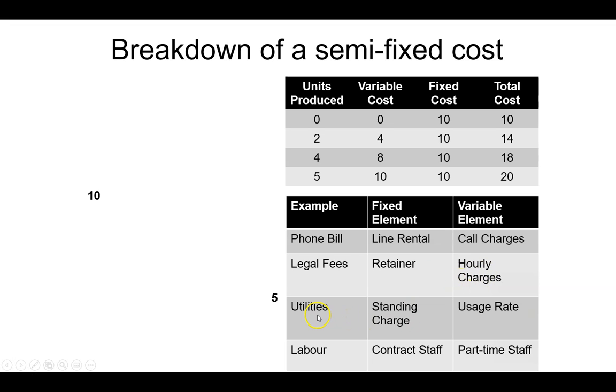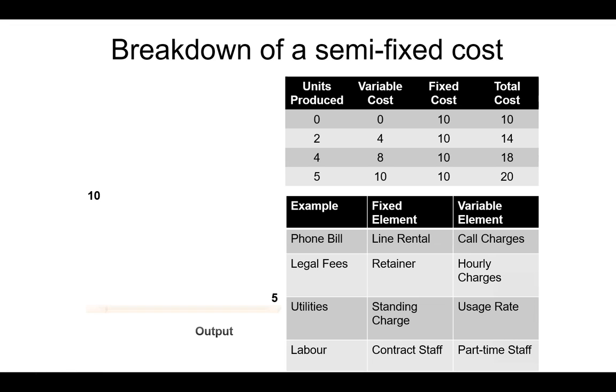In the same way, if you take out utilities, for example gas and electricity, there's always a standing charge we have to pay. And then depending on how much we use, there's also an extra charge, which is a variable cost. So the usage rate is based on how much we use, and the standing charge is always fixed.